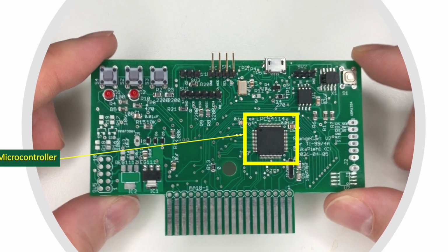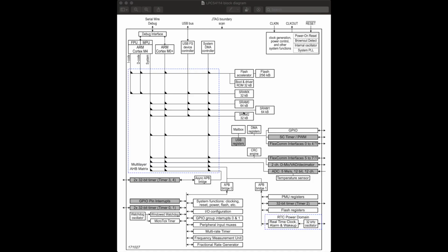Let's take a closer look at what happens inside. Here is a block diagram of the microcontroller. The one I'm using is from NXP, formerly Xperia. The model is LPC54114. And as is typical for many of these modern microcontrollers, there's quite a lot of stuff in this one as well.